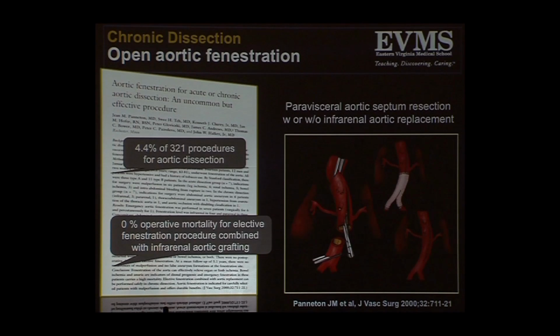However, if you do open aortic fenestration in those chronic patients where you need to resect, do the paravisceral aortic fenestration, they tend to do well and tolerate that very well. We do that to free up all the paravisceral segment, and we usually do an aortobiliac replacement distally.